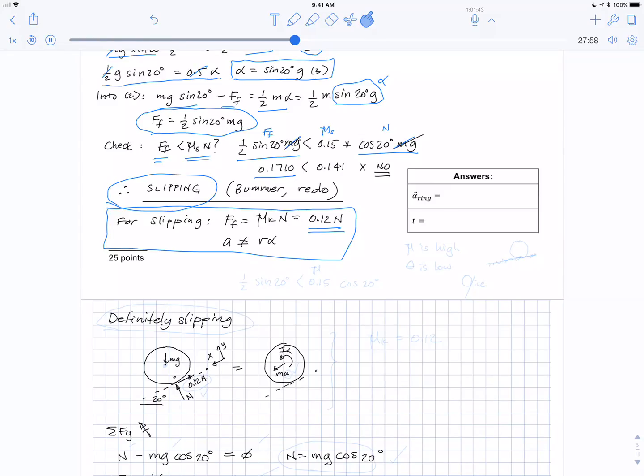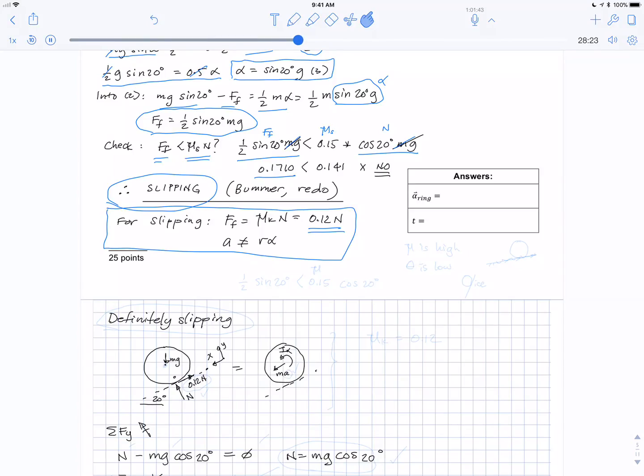So that begs the question, if you guess wrong, you're going to end up doing the problem twice. And if you guess correctly, you only do the problem once. And so you're kind of wondering, is there any way to know beforehand if it'll slip? And not really. However, we can learn some things about this.